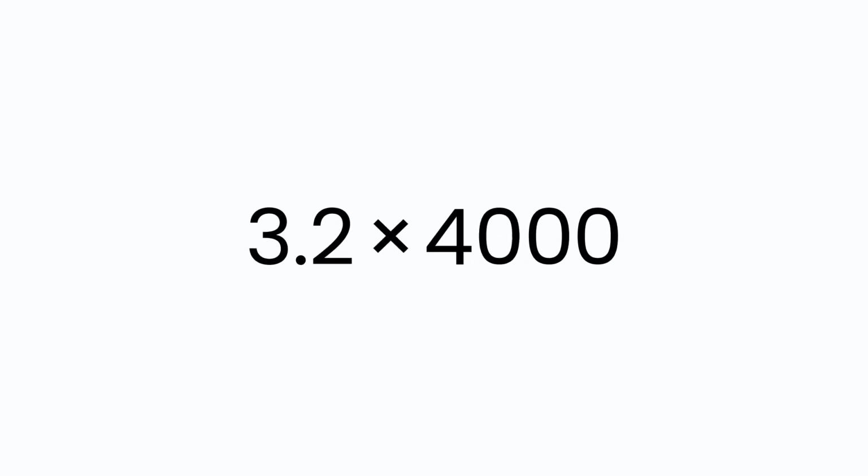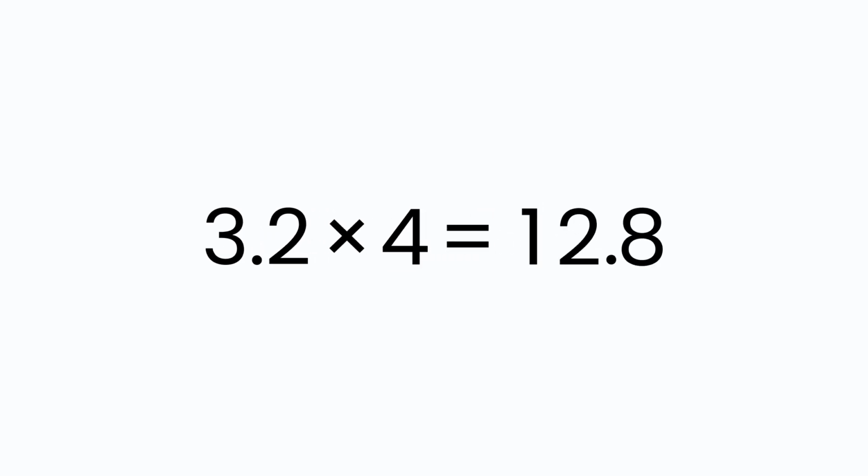Let's look at an example where this is the case. 3.2 times 4,000. Again, you take 3.2 times 4 and ignore the zeros of 4,000. 3.2 times 4 equals 12.8. 4,000 contains 3 zeros, which means that you should move the decimal point 3 places to the right. However, 12.8 does not have 3 decimal places.